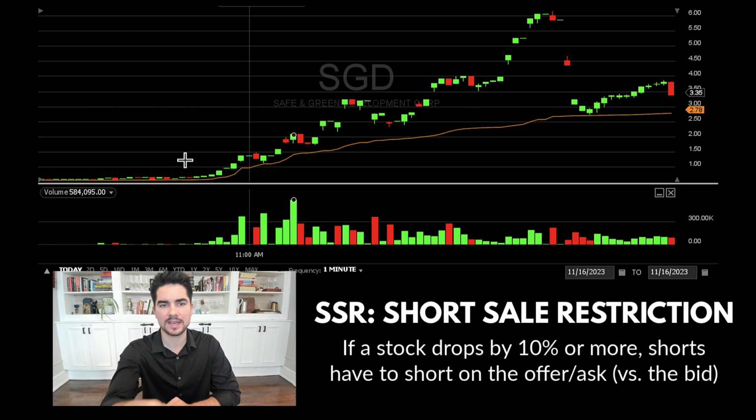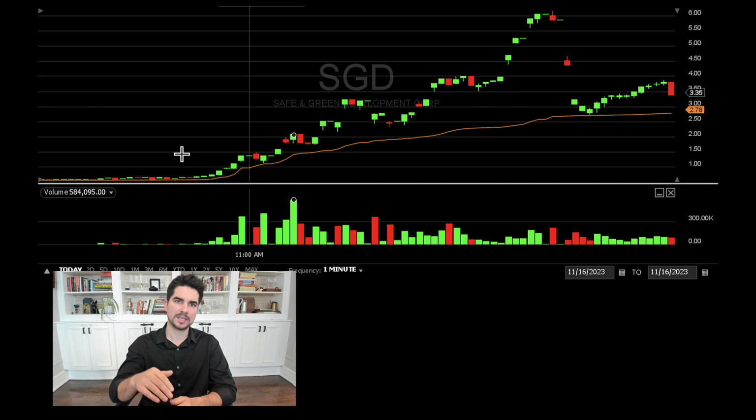And that just means that if someone wants to short the stock, they can't short on the bid, they have to short on the offer. And so they can't really push the price down, they have to wait for the price to come up to fill their short order. Okay, so that's something to keep in mind for later because that contributes to the overall structure of the stock.